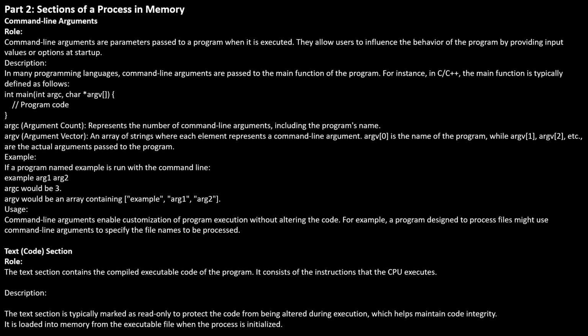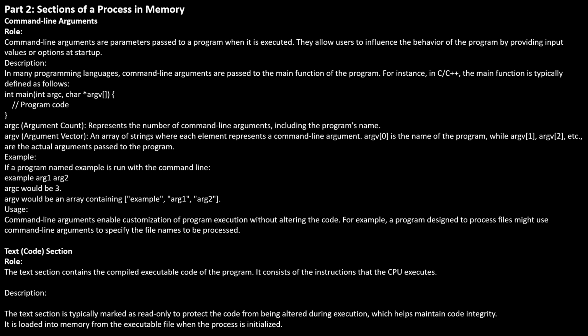This is the second part of the video. Sections of processes in memory. Command line argument. The command line arguments are parameters passed to a program when it is executed. They allow users to influence the behavior of the program by providing input values or options at startup.